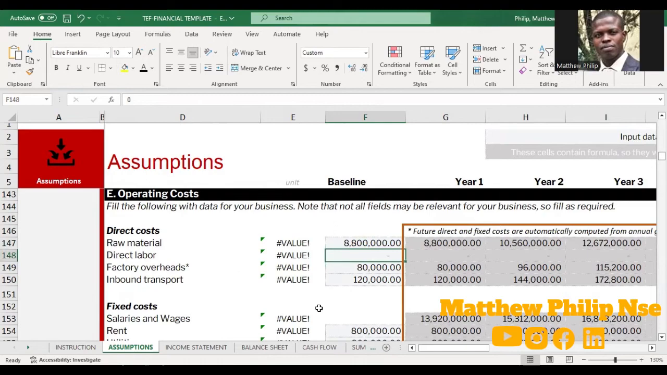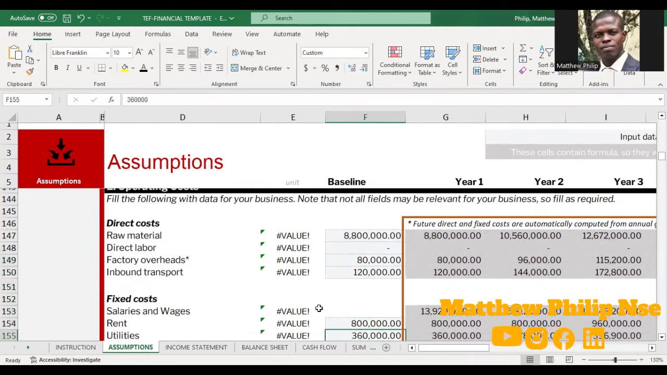Direct labor, no direct labor. That means everybody is going to be based on salary. Factory about 80K, inbound transport 120K. Recall, inbound transport are those transport you use to transport your raw material to the factory, to your production site.